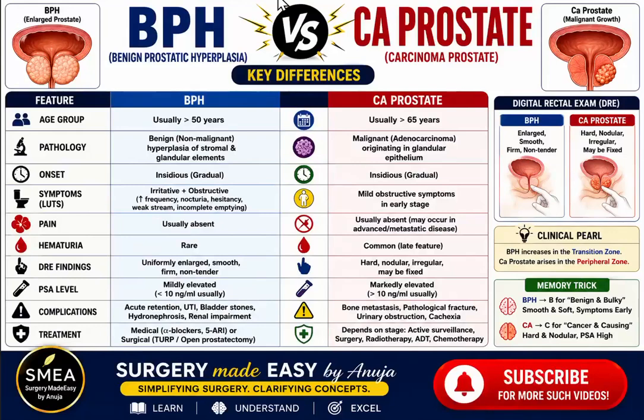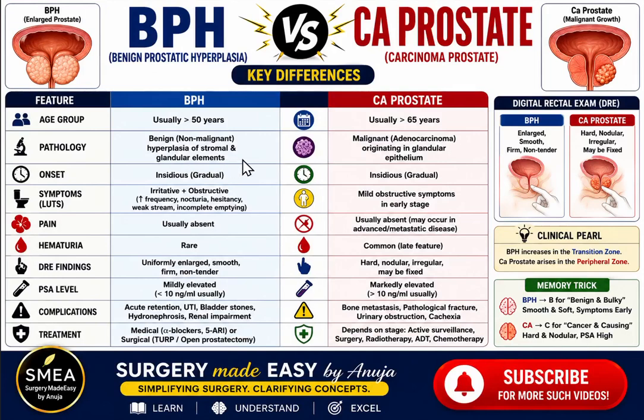Hello everyone. In this video, we are going to look at the difference between benign prostatic hyperplasia, that is BPH, and CA prostate. Let us straight away jump into the topic. BPH usually occurs in age greater than 50 years. CA prostate is also a disease of the old age, but usually we are seeing it over the age of 65 years.